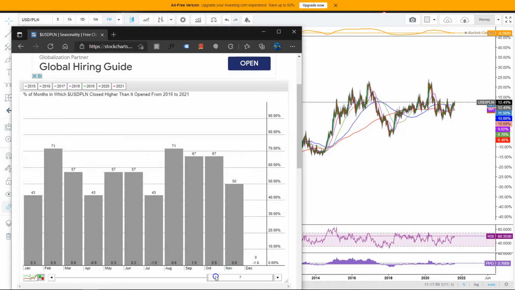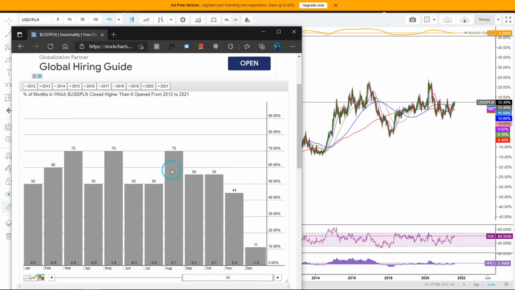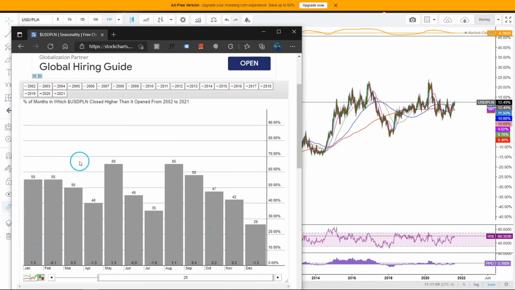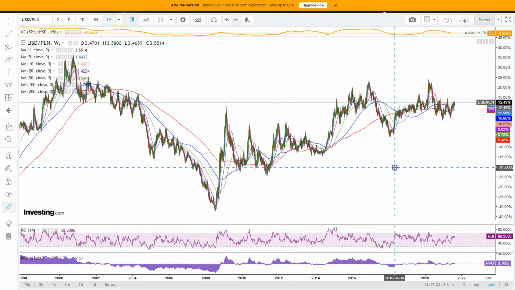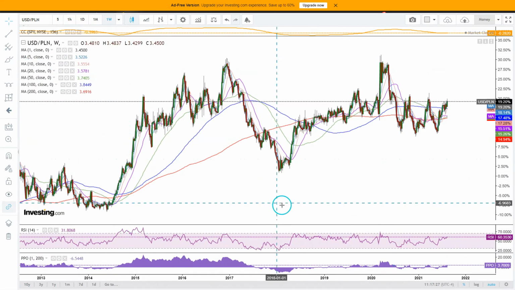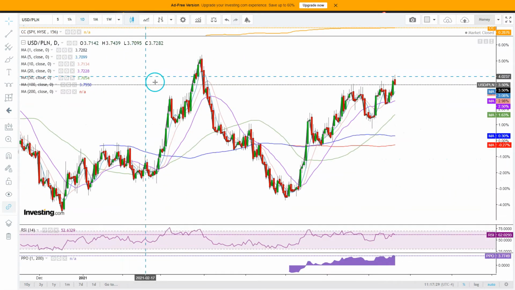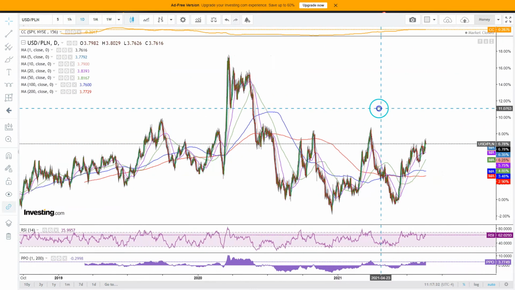dollar in this pair. Over the last 10 years, August, September, October tend to be favorable to the US dollar. The last 20 years, August, September, October, November, December, we do see a clear weakening. So that is something we just have to be aware of. It's especially in October, November, and December that you see that deterioration.